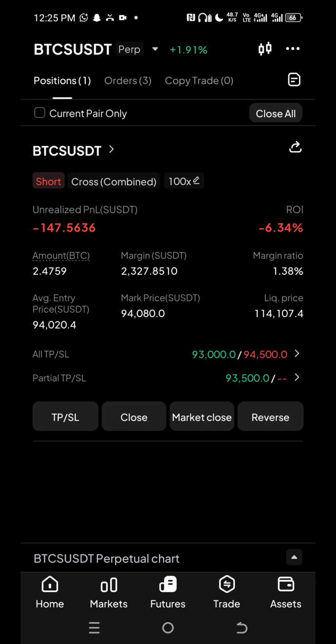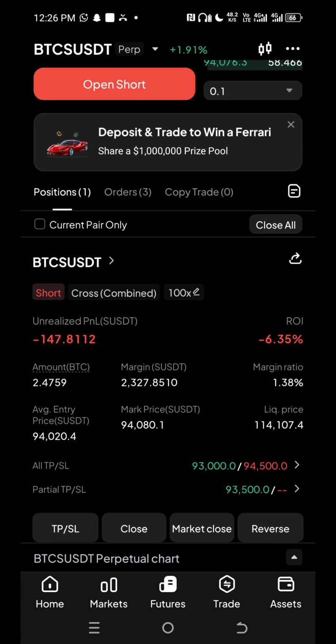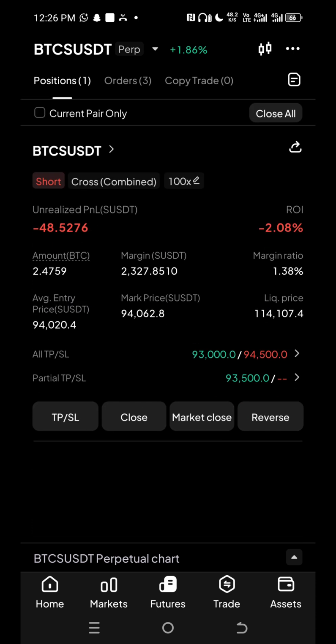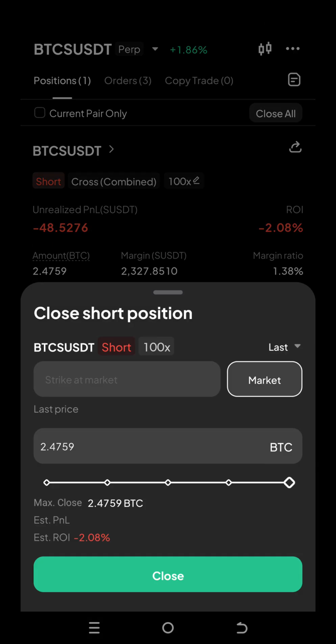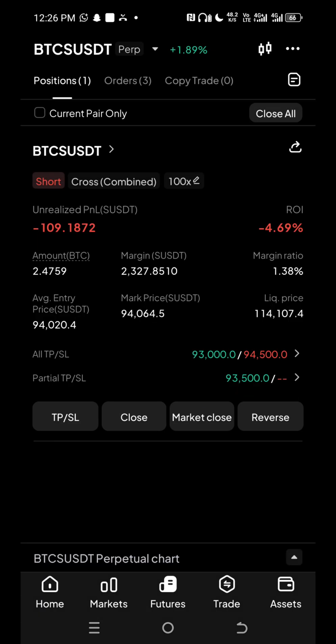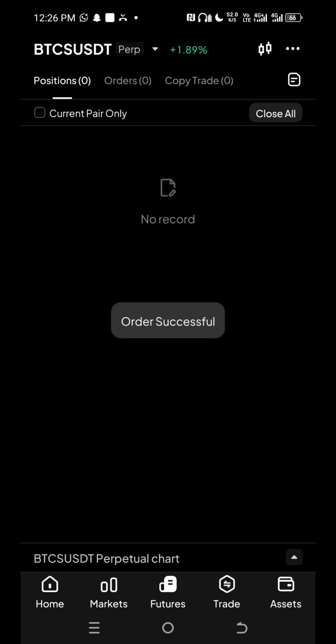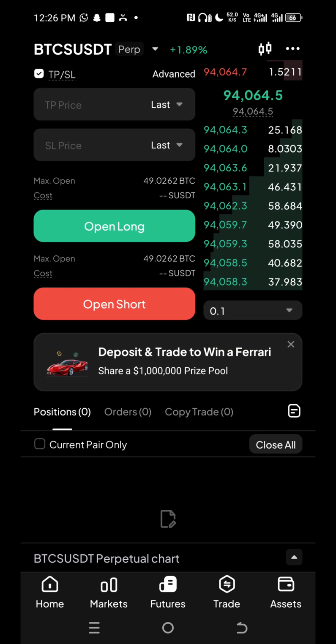As you can see here, it is already active. I've set it up here. You can see all TP/SL is set there. Partial TP/SL, my partial TP is set up. So now this is the trade. If I want to close at the market price, I can click on close. If I want to close only half of it, I can close half, which is 50%. I can close 25% or 20%, any percentage, or 100%, depending on how I want to close it. Now, if I want to close at market, I've closed it. You see? That is how it is.